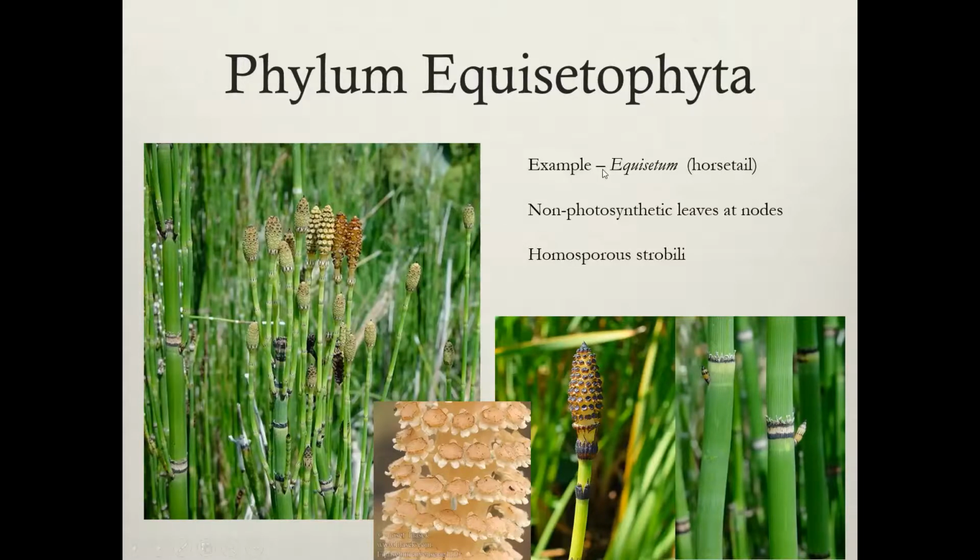Another characteristic of Equisetum is that they have strobili, just like we saw in Lycophyta. So here's your strobilus, kind of looks like a cone. Inside the strobilus, you're going to find sporangia that produce homospores. They're homospores, meaning that all the spores look the same. You cannot tell a male gametophyte from a female gametophyte.